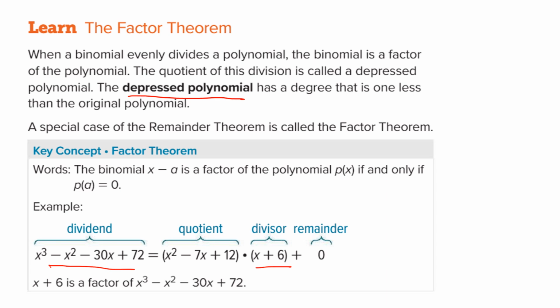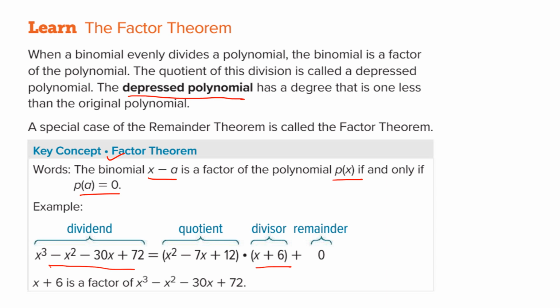So you will use the factor theorem. The binomial x minus a is a factor of the polynomial if and only if the remainder is 0. That is, when you put the value of the variable, it will come to 0. So what we will do in the question is apply the factor theorem and do the synthetic division. After the synthetic division, we will get remainder 0, and then we will get the depressed polynomial.